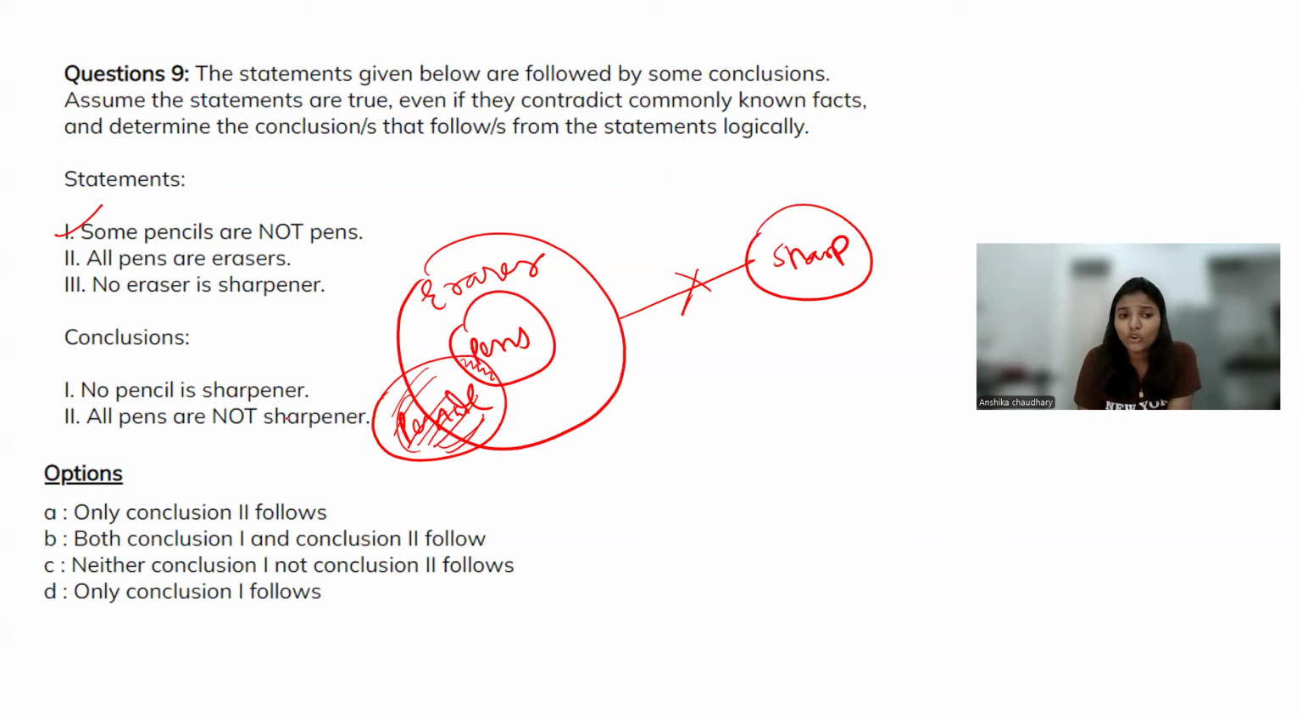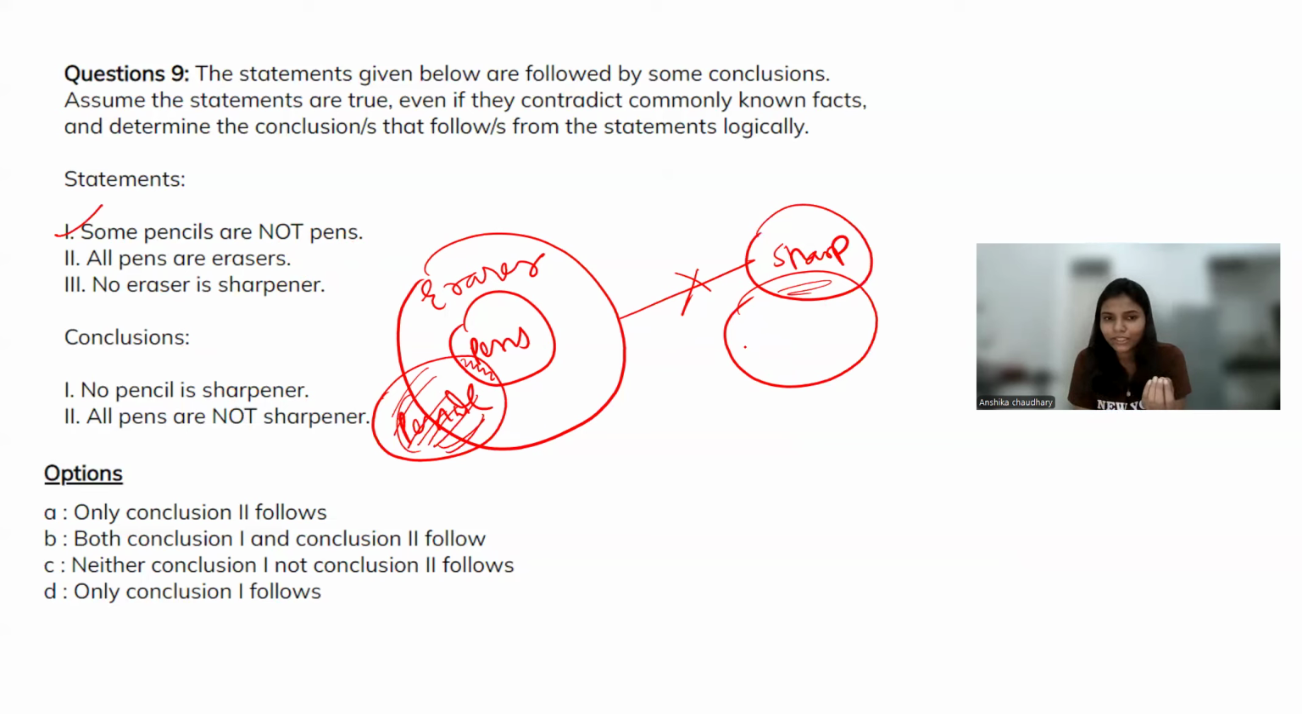So the conclusion is saying no pencil is a sharpener. So see, it can be or it can be not, because according to this Venn diagram, it is there. I can say it is proved that yes, pencils are not sharpeners. But what if I make the pencil diagram here? My statement is still following that some pencils are not pens. Yes, it is true. But our diagram has changed, and according to this conclusion, no pencil is a sharpener. So here pencils are sharpeners, so it is not going to be true, right?